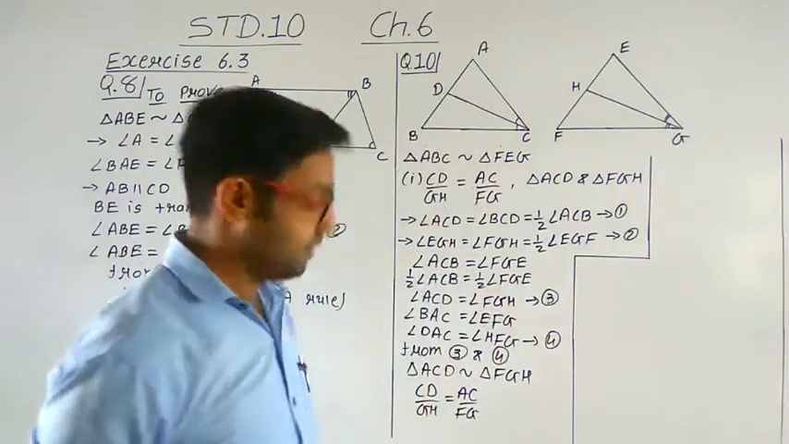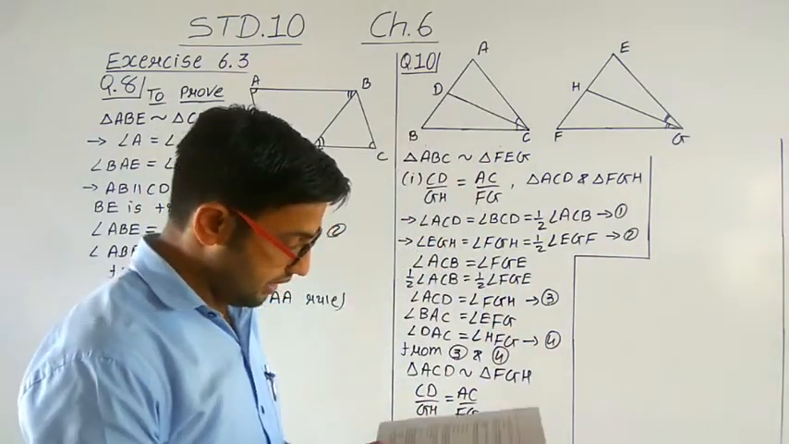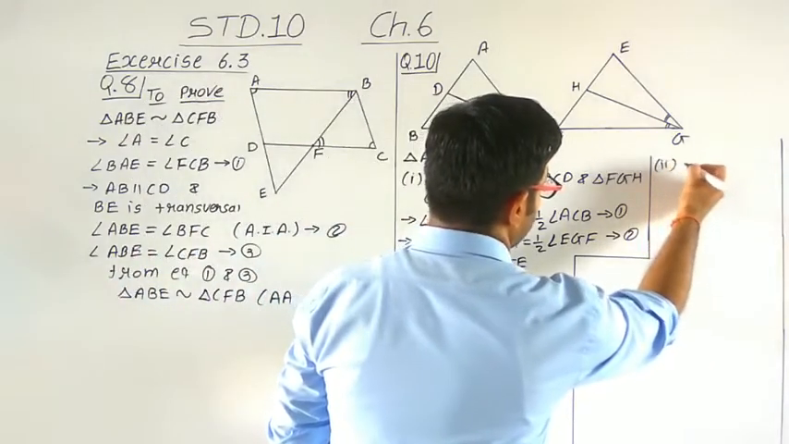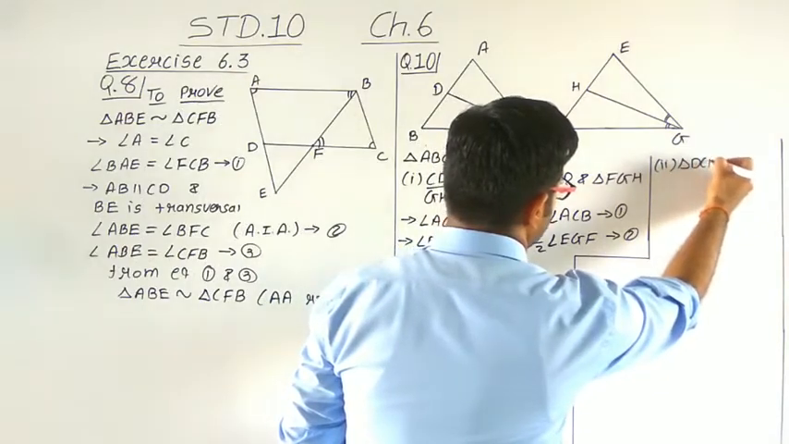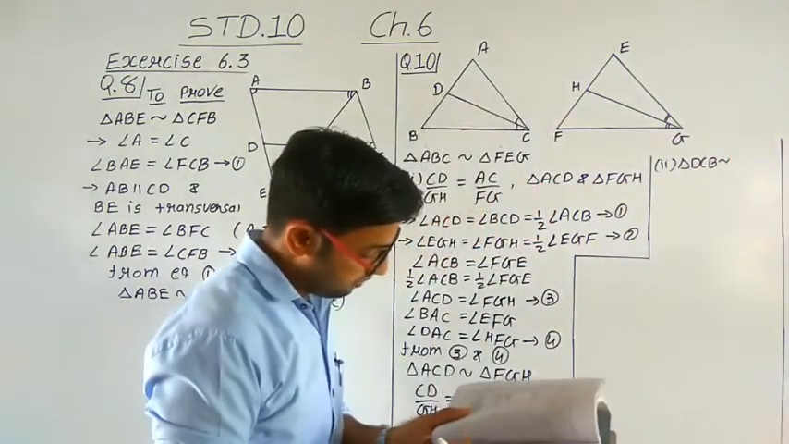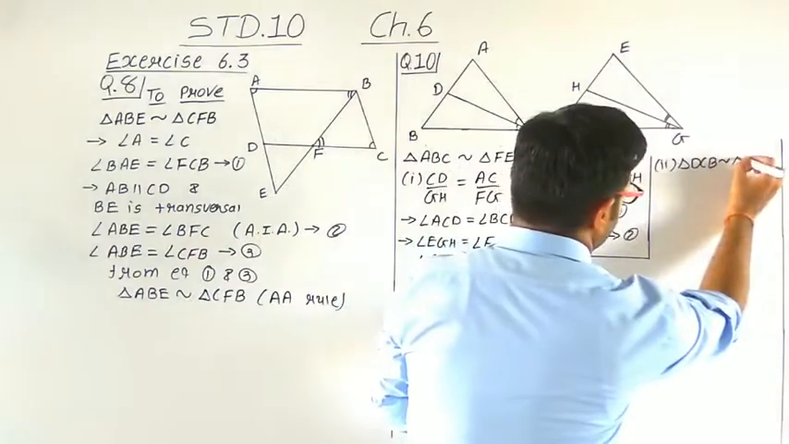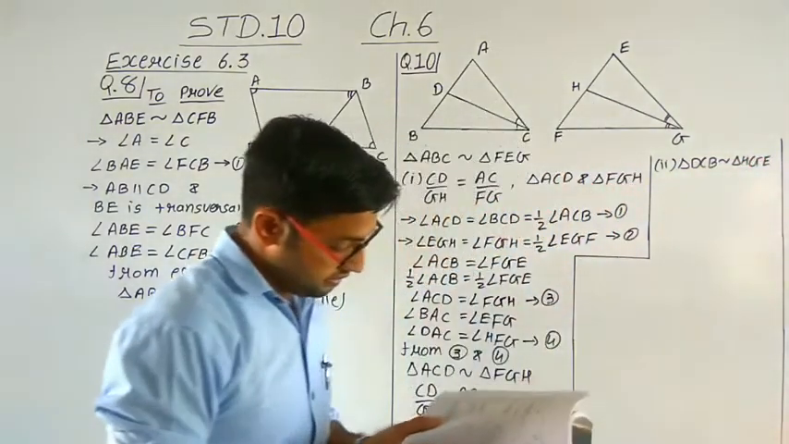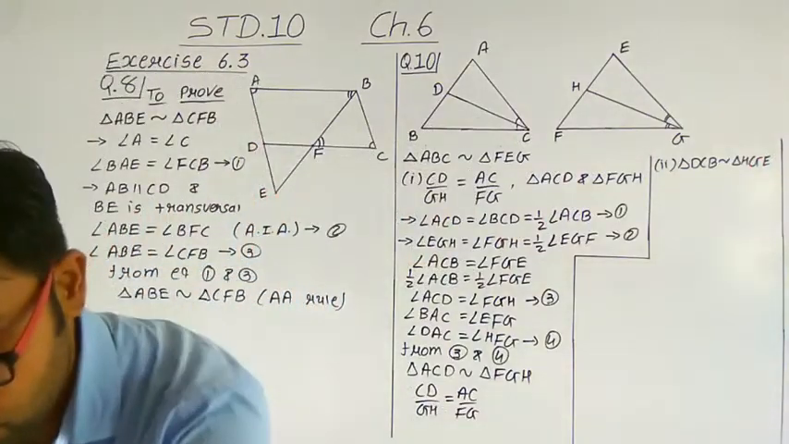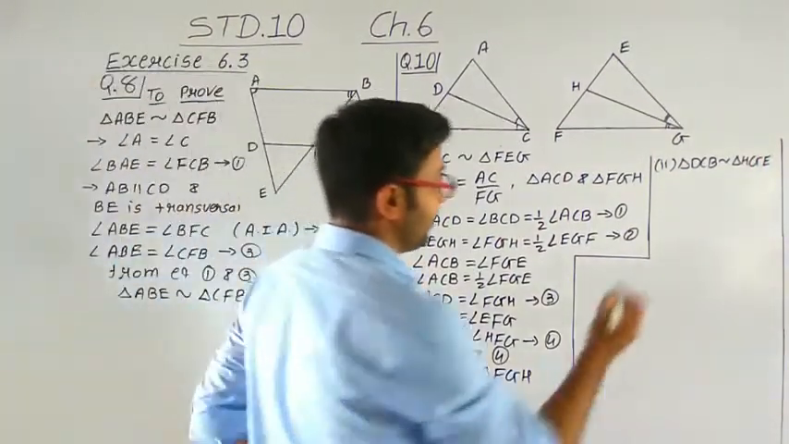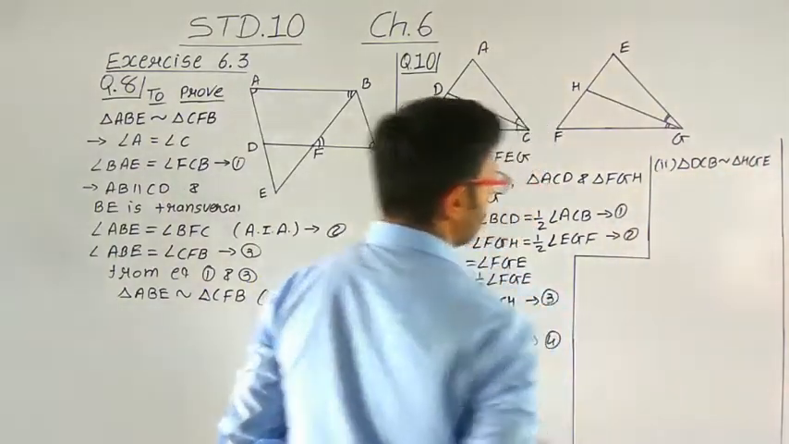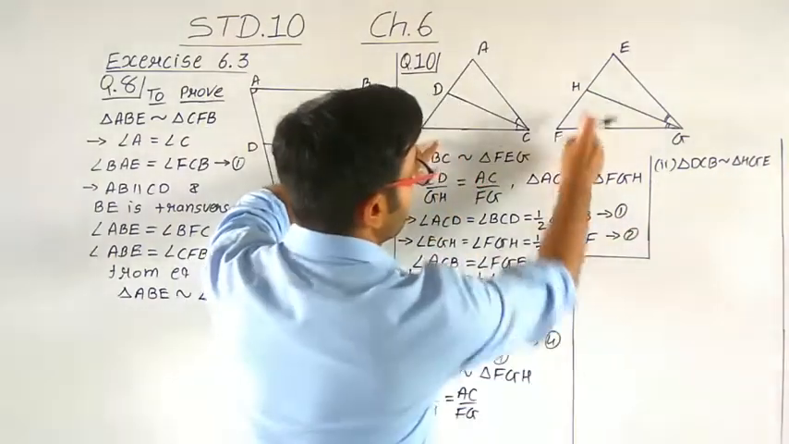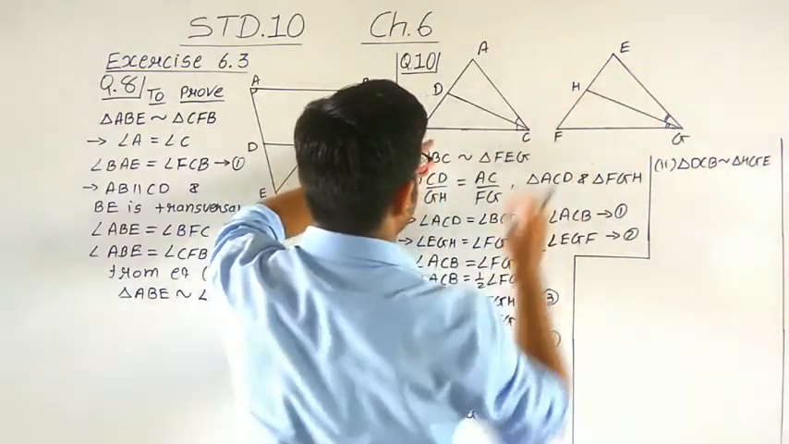Okay, so the second thing that we have to prove here is that triangle DCB is similar to triangle HGE. Right? So let's see which two or three angles we can prove equal in these two triangles, DCB and HGE.